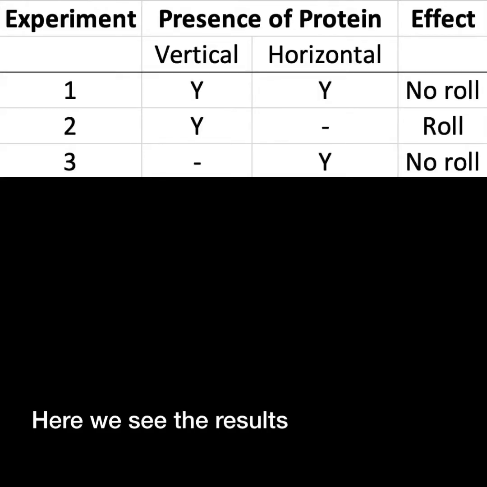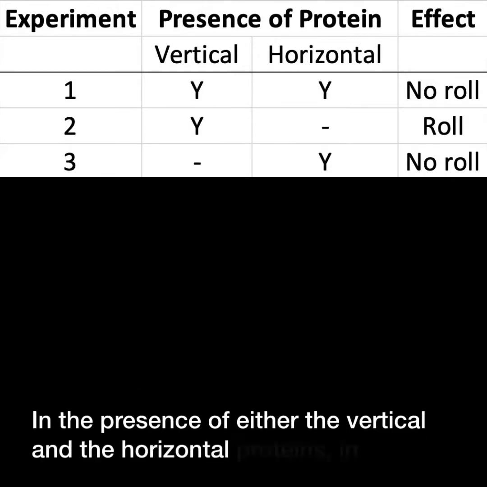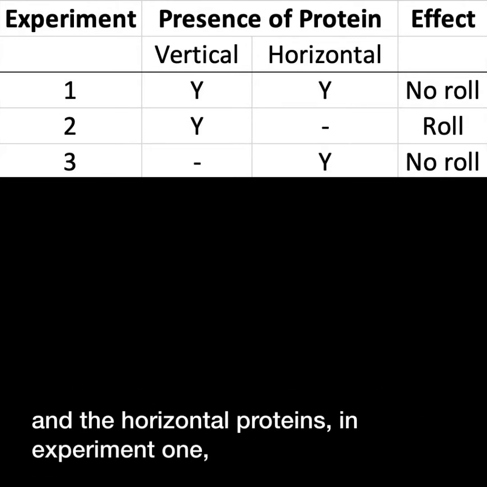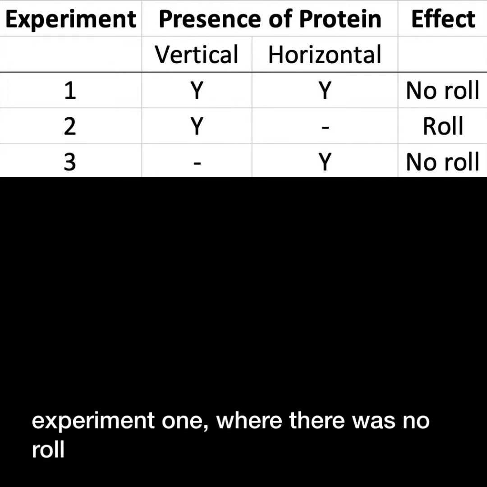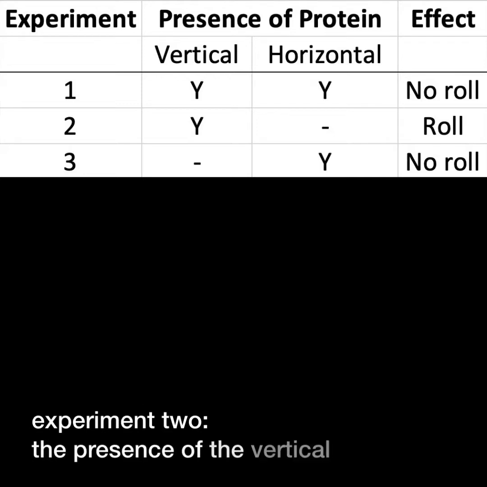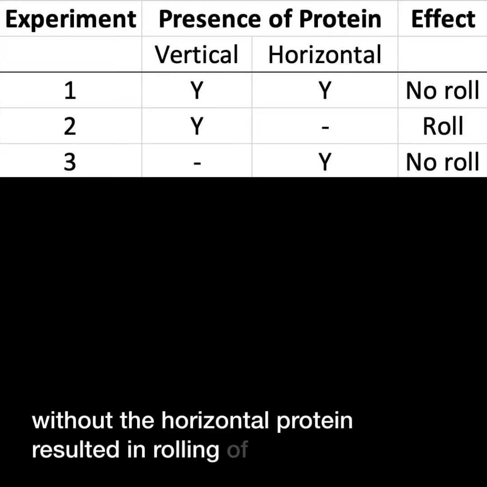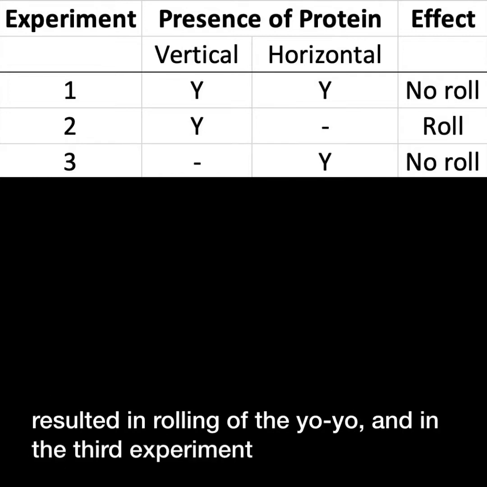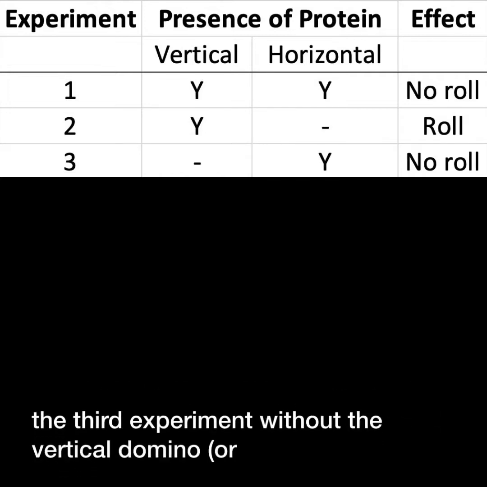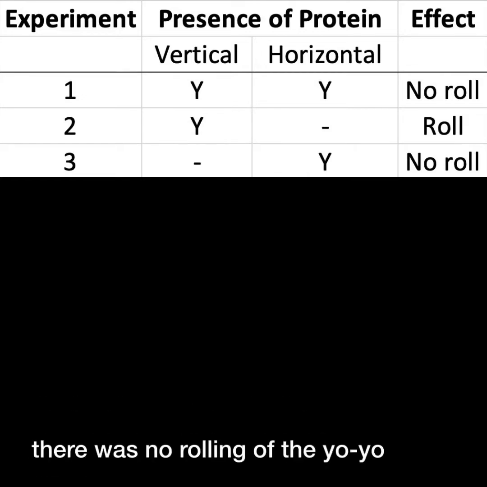Here we see the results of the 3 experiments in the presence of either the vertical and the horizontal proteins. In experiment 1, there was no roll of the yo-yo. In experiment 2, the presence of the vertical protein without the horizontal protein resulted in rolling of the yo-yo. And in the third experiment, without the vertical domino or protein, there was no rolling of the yo-yo.